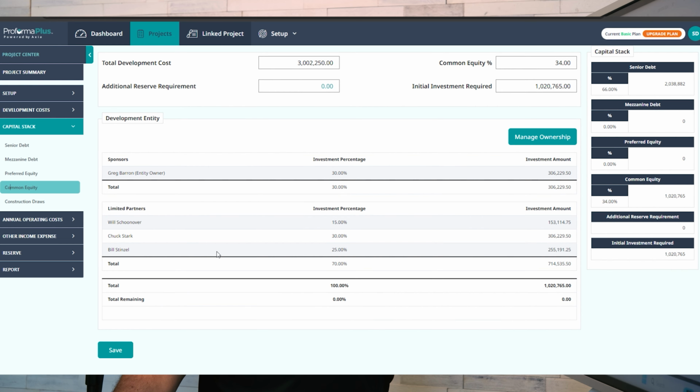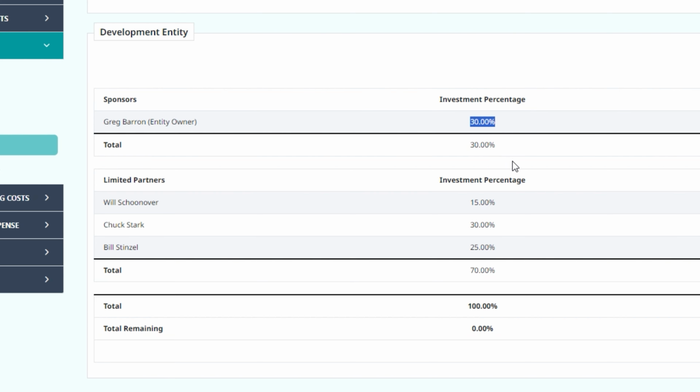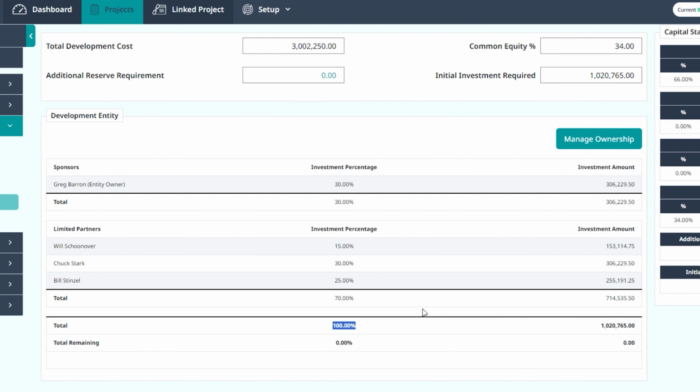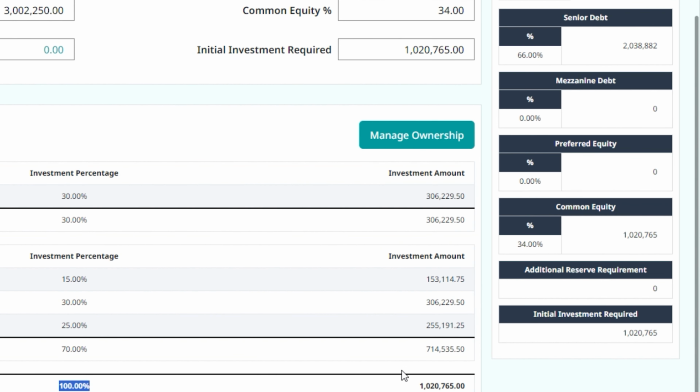See, in this particular one, and this is an example, by the way, this is not an actual deal. I've got a 30% investment percentage here for $300,000, and then I've got several people here whose names I've made up that have 15, 30, and 25. All those equal 100% of the equity that I need to raise, and you'll see right here in common equity about $1 million.